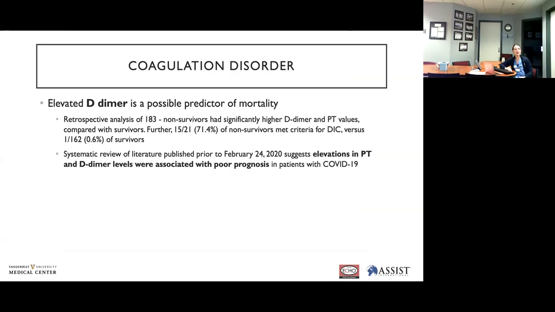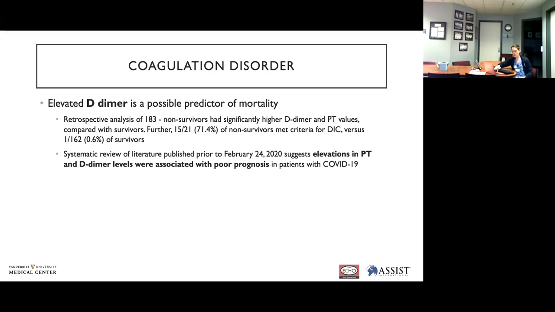Elevated D-dimer is a possible predictor of mortality, and if you have the ability to measure a D-dimer, it would be reasonable to do so in these patients. Some preliminary analyses are showing that non-survivors had significantly higher D-dimer levels than survivors of COVID-19. And other systematic reviews have shown that this actually was associated with much more poor prognosis.